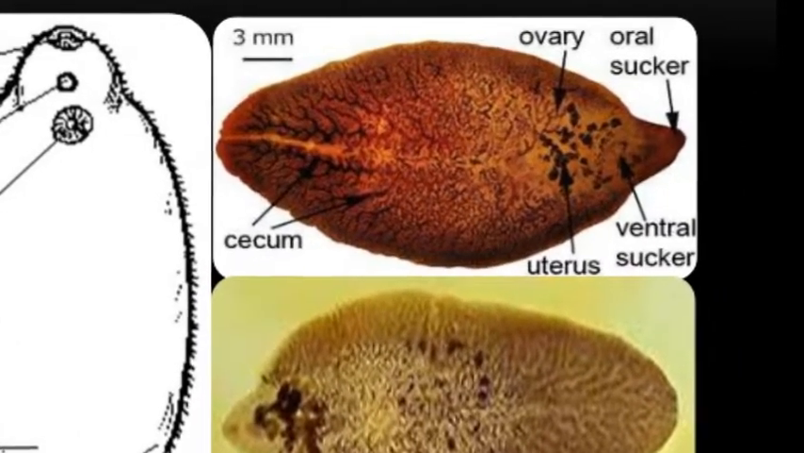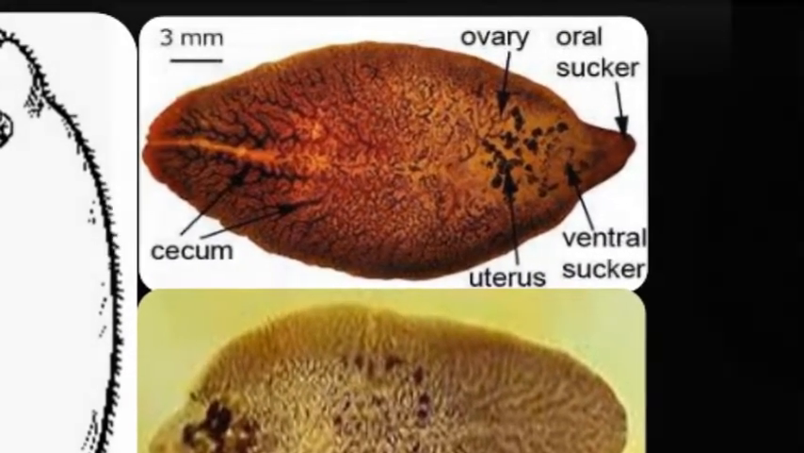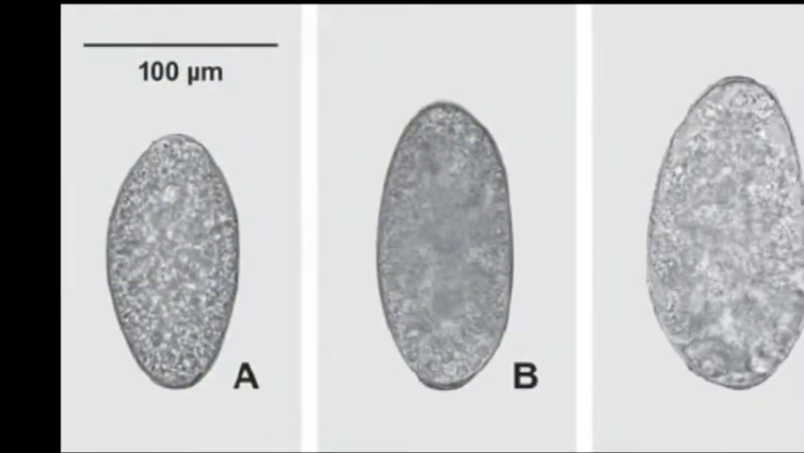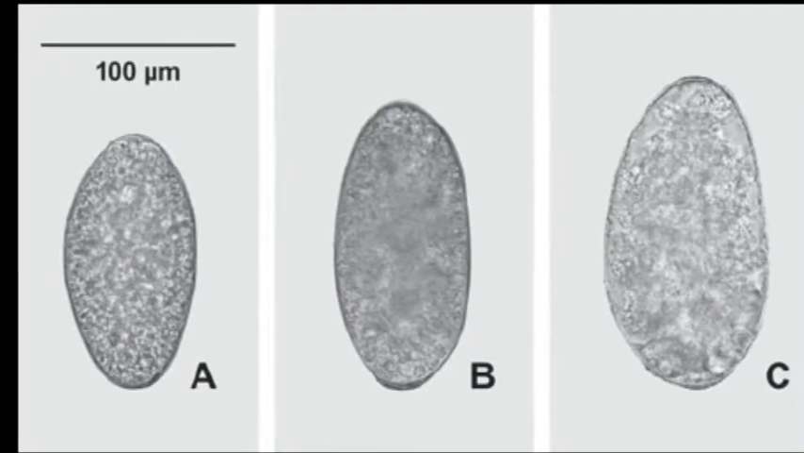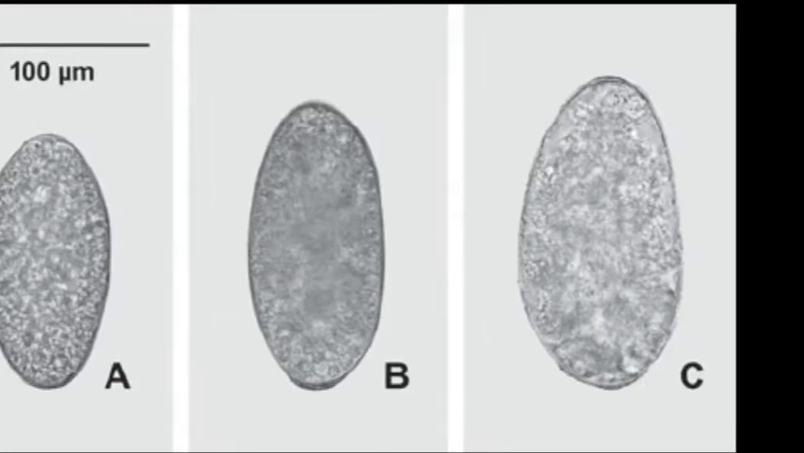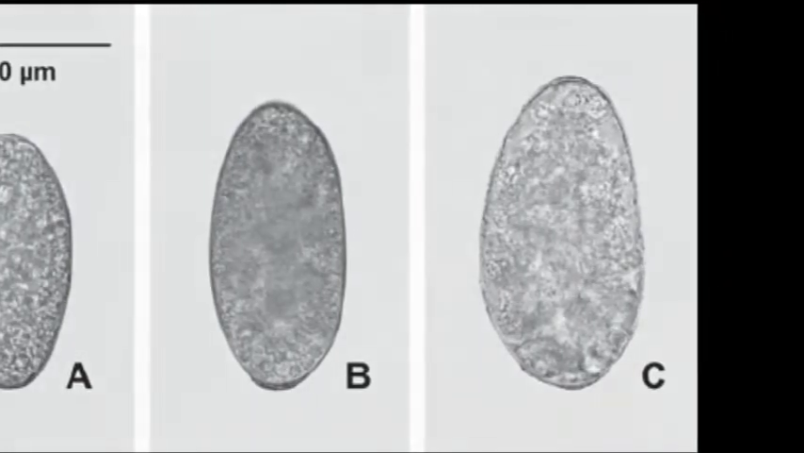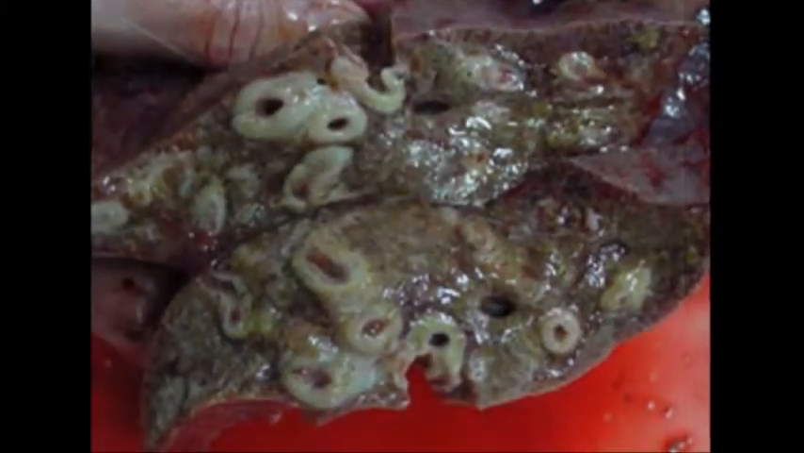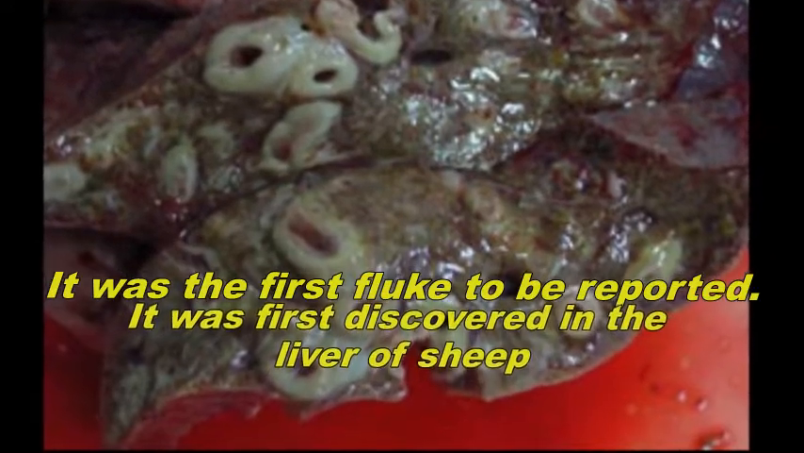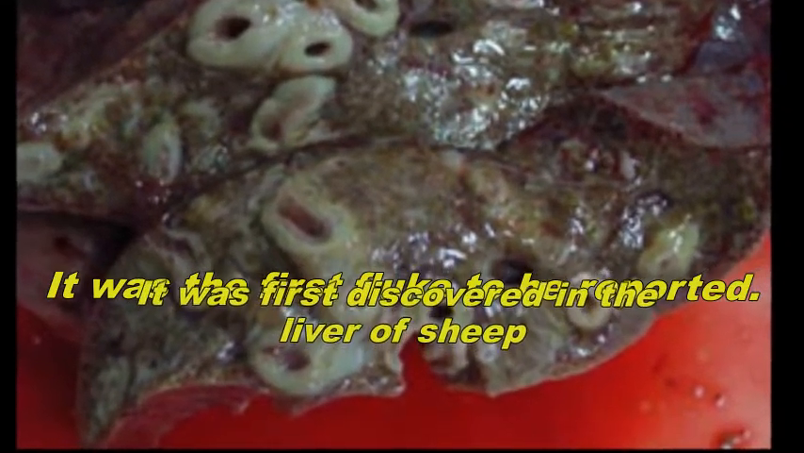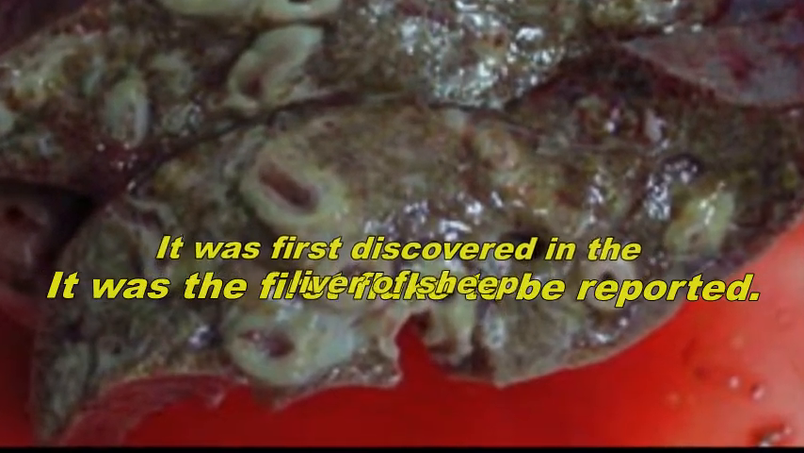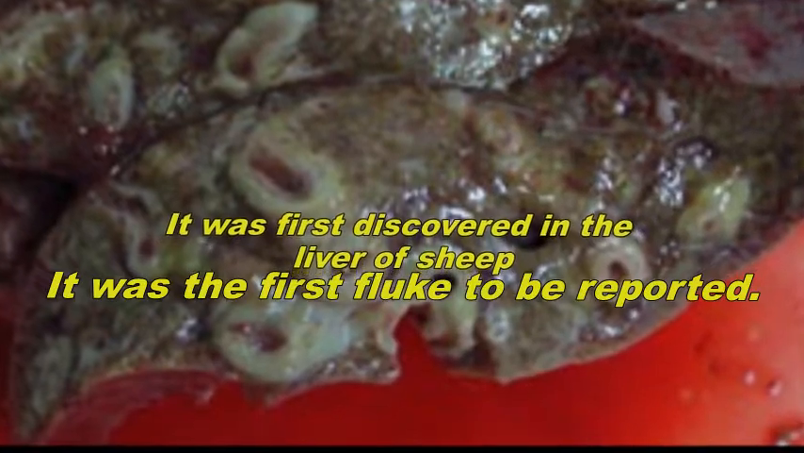So before we discuss the morphology of the egg of Fasciola hepatica, let me first discuss a little history about the egg of Fasciola hepatica. It has been found in mummies, showing that human infection was occurring at least as early as Pharaonic times. Indeed, Fasciola hepatica was the first fluke or trematode to be reported. It was first discovered, however, not in humans but in sheep, where it causes a more obvious burden.